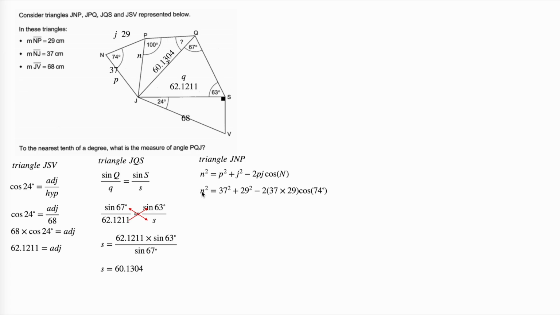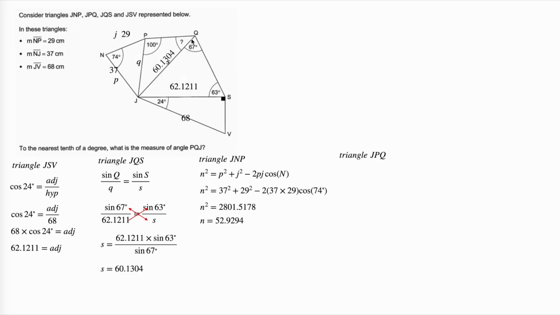Fill in what we know. N squared is equal to, the P side is 37 squared, plus the J side is 29 squared. Take away 2 times P times J, 37 times 29 times the cos of 74. Run that through the calculator. You have N squared is equal to 2,801.5178. Take the square root of that, we get 52.9294. Write that down here.